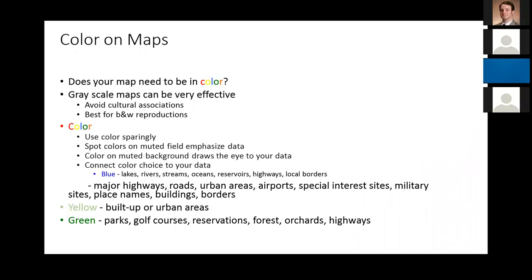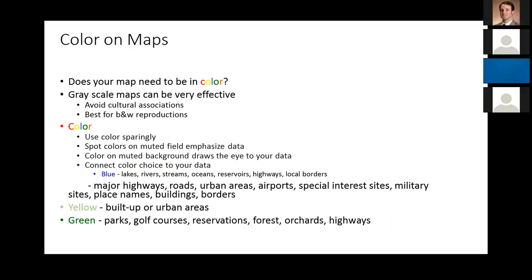And then we get to the question of color. Does your map need to be in color, right? Maybe not. Sometimes grayscale is more effective than color. So you have to think a little bit about that. I suggest using color sparingly. It can be a temptation, right, to really just make every icon a different color, the most wacky, aggressive one you can find. But probably in doing so, your map is going to lose its effectiveness.